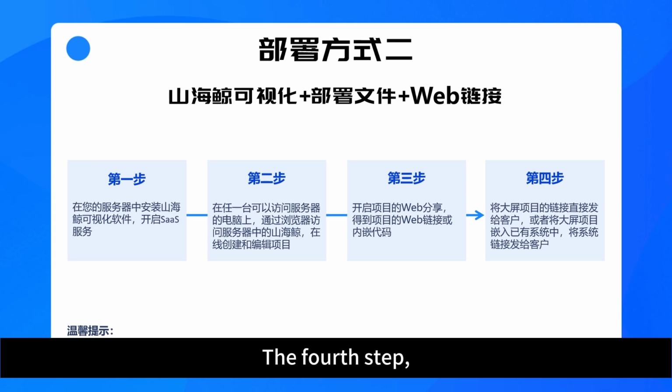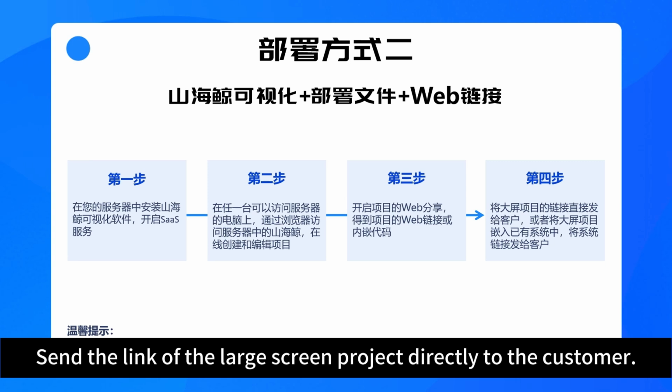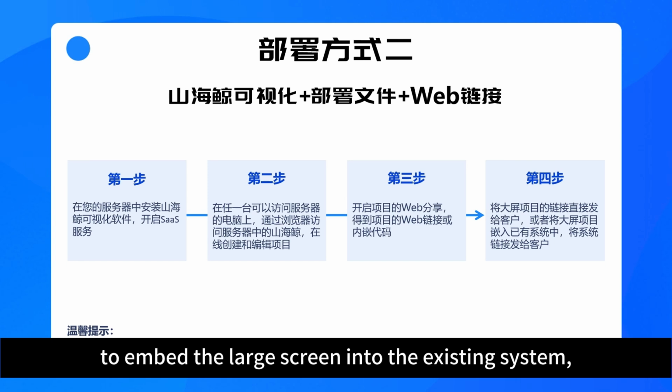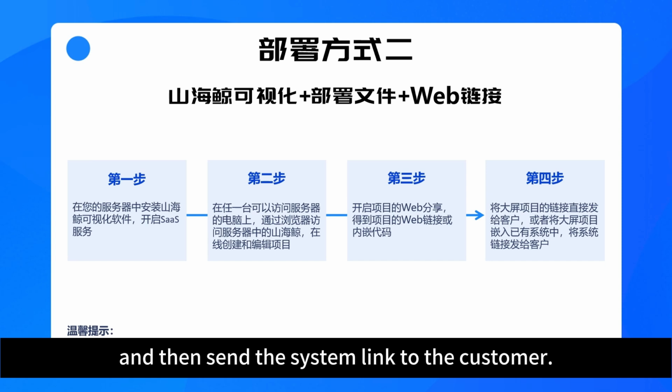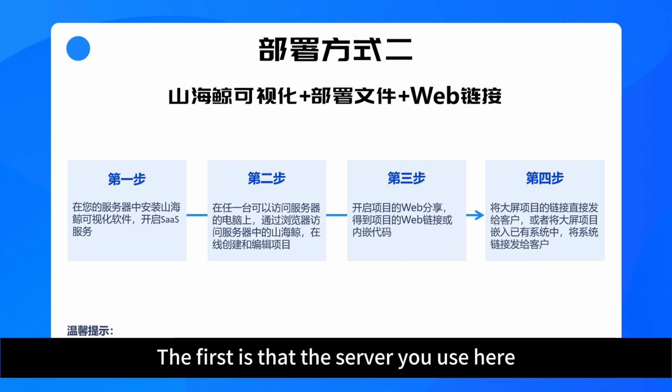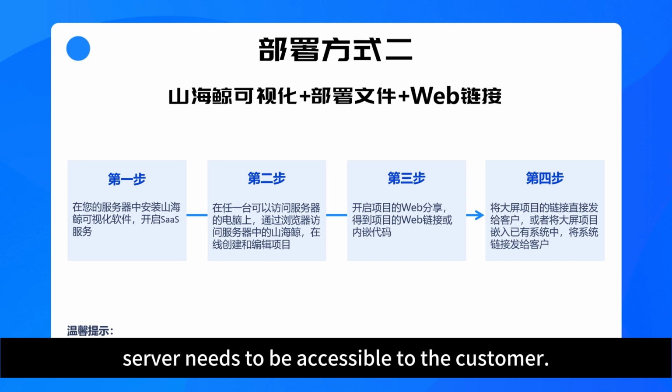The fourth step, send the link of the large screen project directly to the customer. You can also use the embedded code to embed the large screen into the existing system, and then send the system link to the customer. In this case, there are 2 points to note. The first is that the server you use needs to be accessible to the customer.